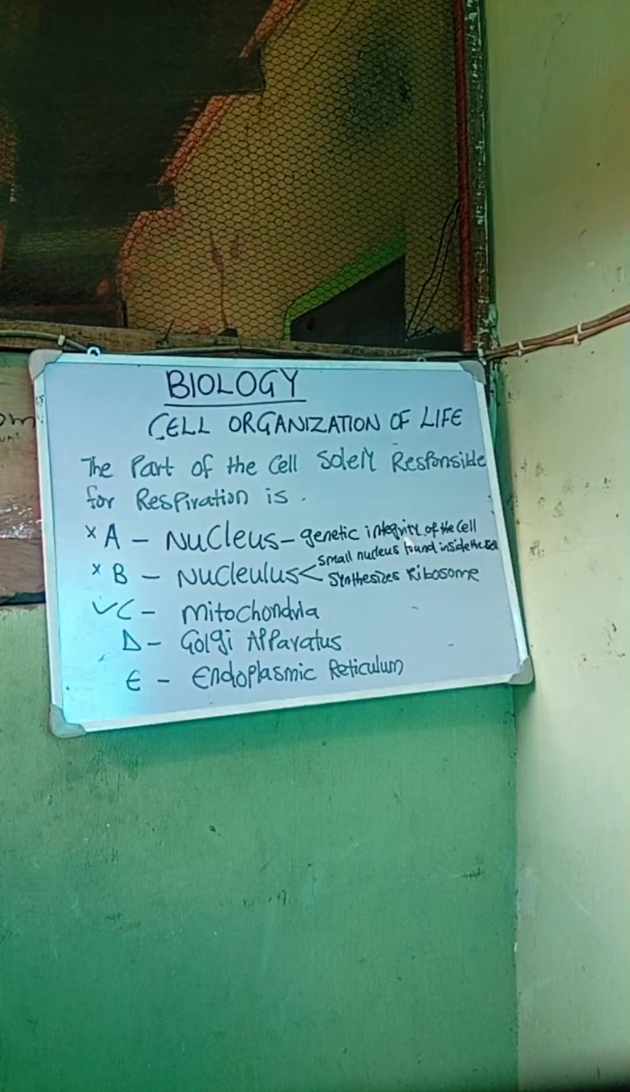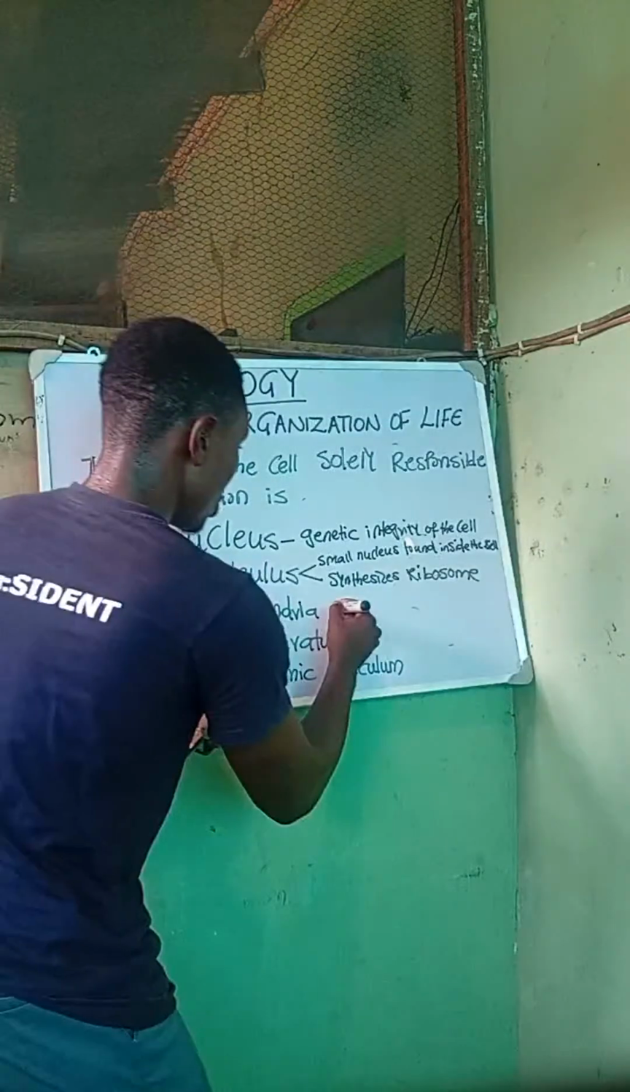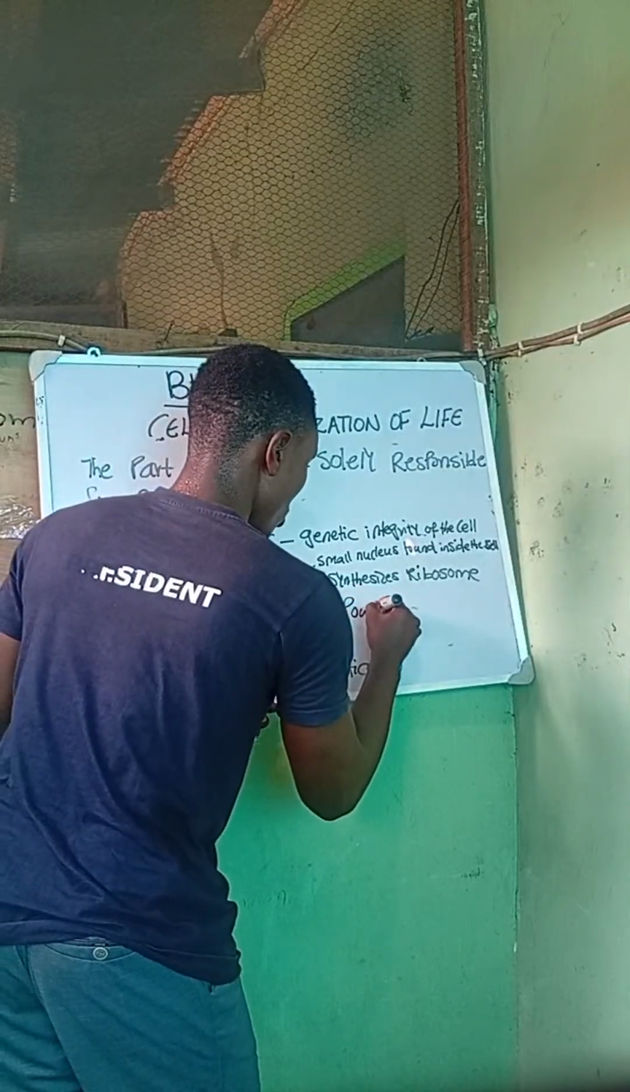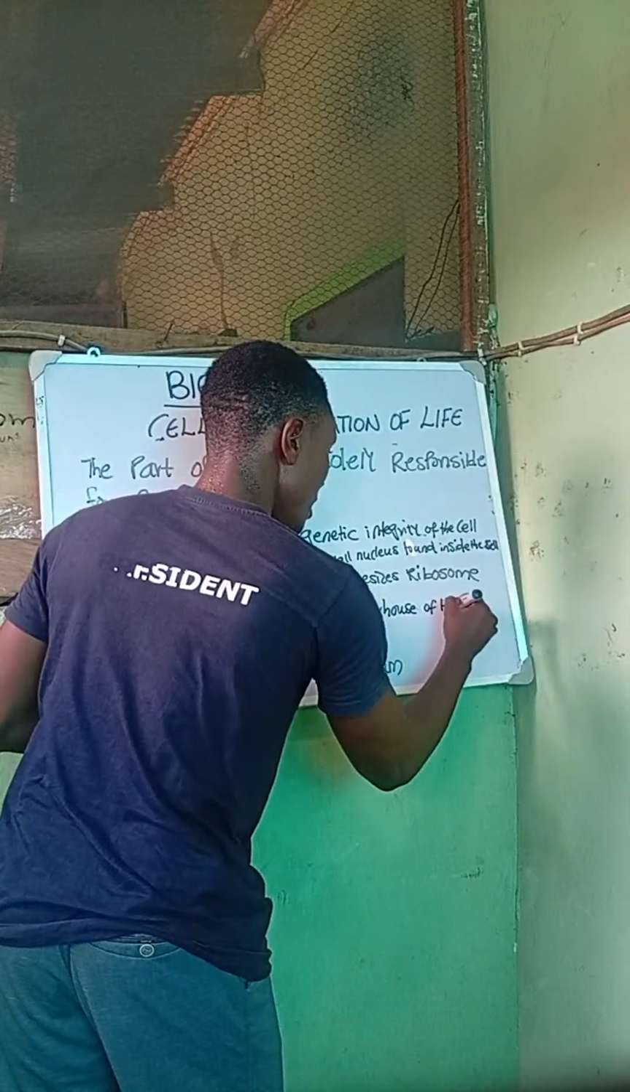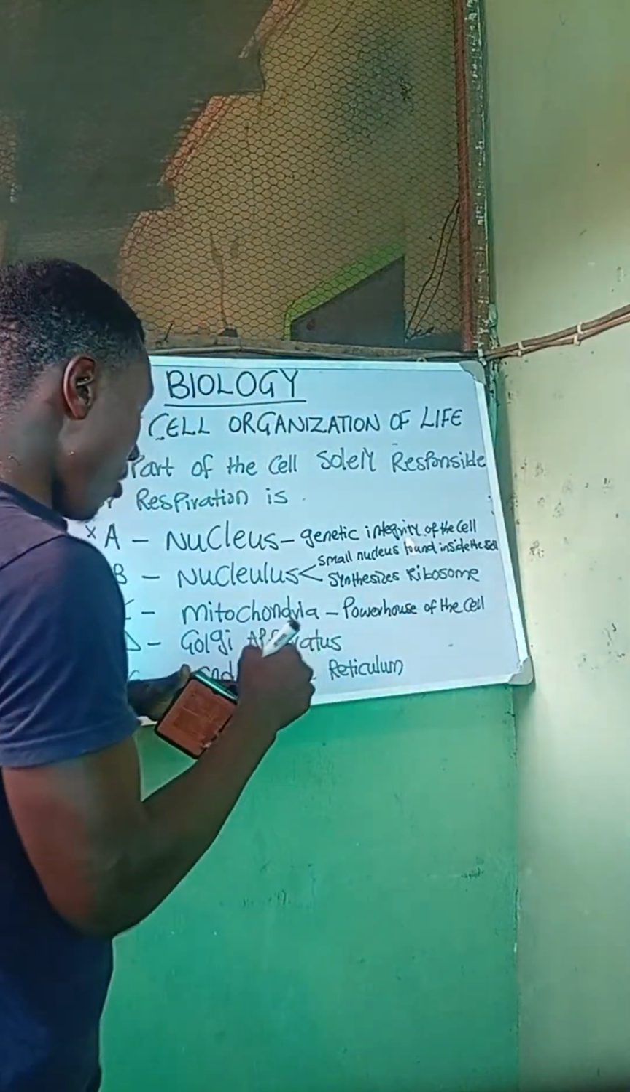We have talked about the mitochondria already, which is known as the powerhouse of the cell. The mitochondria is the powerhouse of the cell.